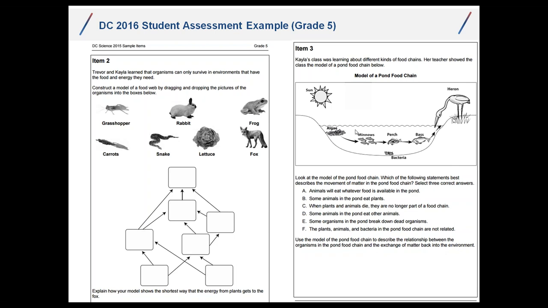And what that's getting at is, can a student not just be shown and say, oh yeah, the algae's matter goes to the minnows and the minnows' matter and energy goes to the perch and so on? Can the student actually say the bacteria take the dead bass or the dead heron or a dead minnow and turn that back into usable nutrients in the environment for the algae, so that matter is recycled back into the environment and re-enters that food chain. Okay.